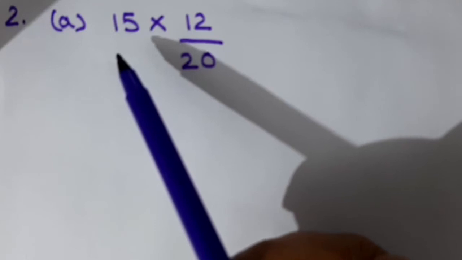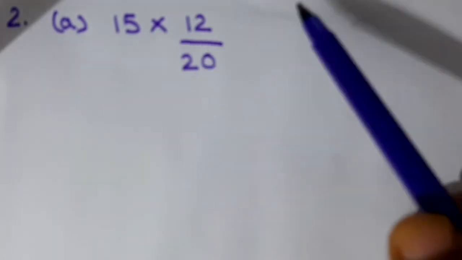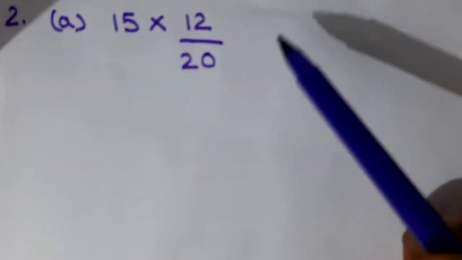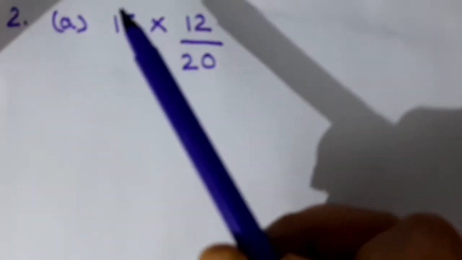In multiplication of fractions, you have to multiply the numerators separately and the denominators separately, and then you will divide the numerator by the denominator for the lowest term. Now, here you can see 15 is not a fraction, it is a whole number. So first of all, I will try to convert this into a fraction.